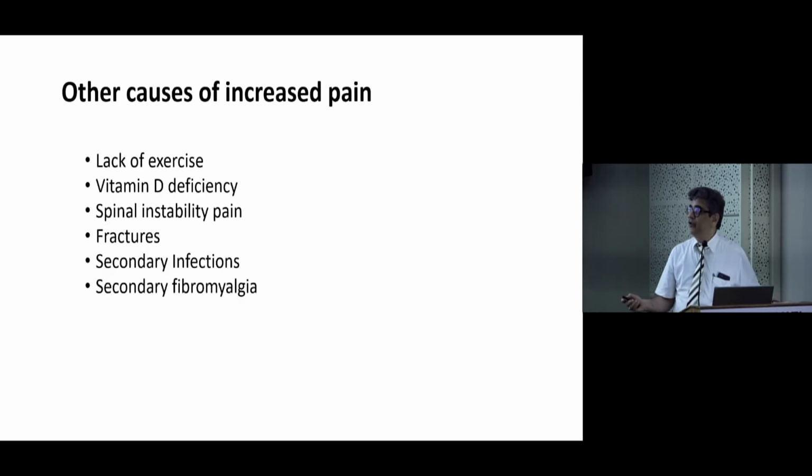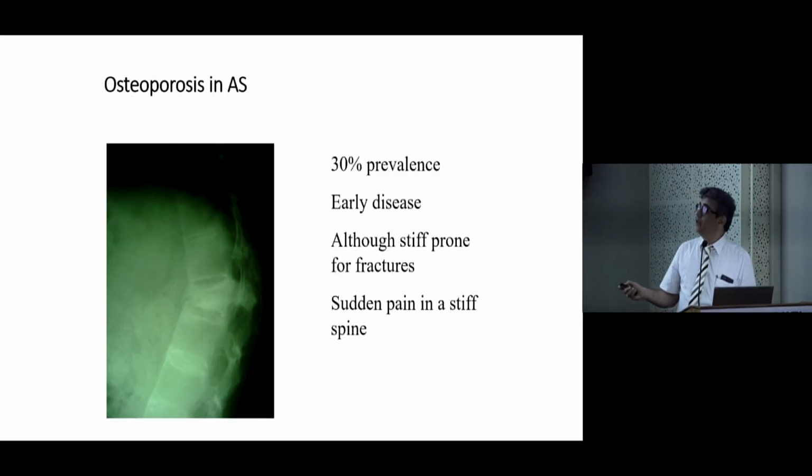Secondary infections can also occur because they're all on drugs which can reduce your immunity and cause infections. So a sudden increase in pain in a patient with ankylosing spondylitis need not be a flare all the time, especially if it is localized and has a mechanical quality to it rather than an inflammatory quality. That is, morning stiffness is not there. And secondary fibromyalgia. So these are just some cases where there is a fracture here.